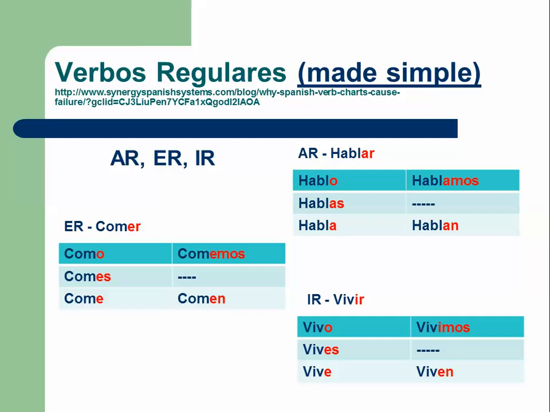But for right now, all regular verbs, which is the majority of them, are conjugated as you can see here. So every AR verb is going to end with an O, A, amos, an. You're going to just take the original ending of the verb, cross it off, and put the right ending depending on who's doing the speaking.